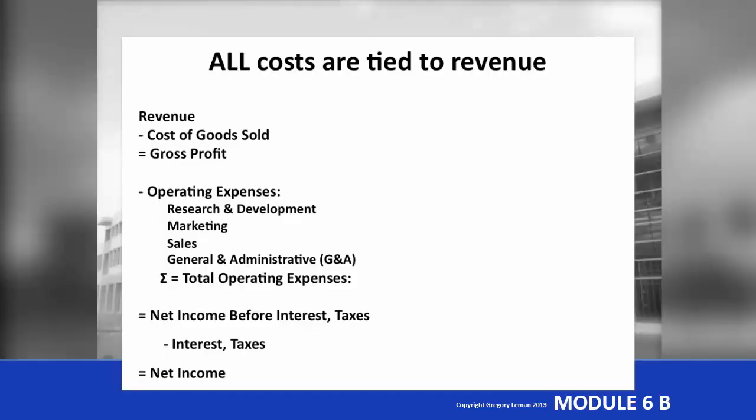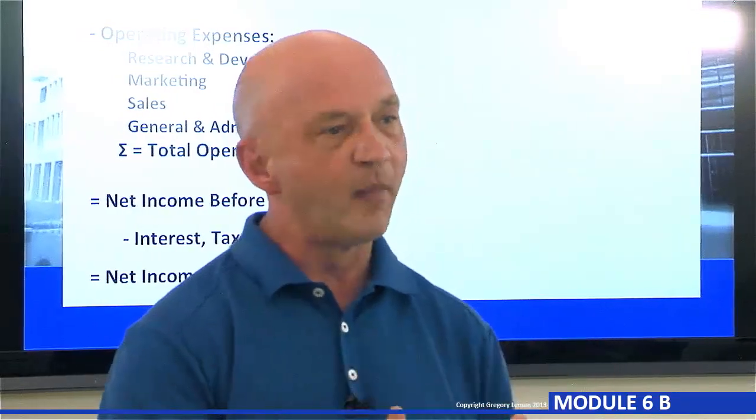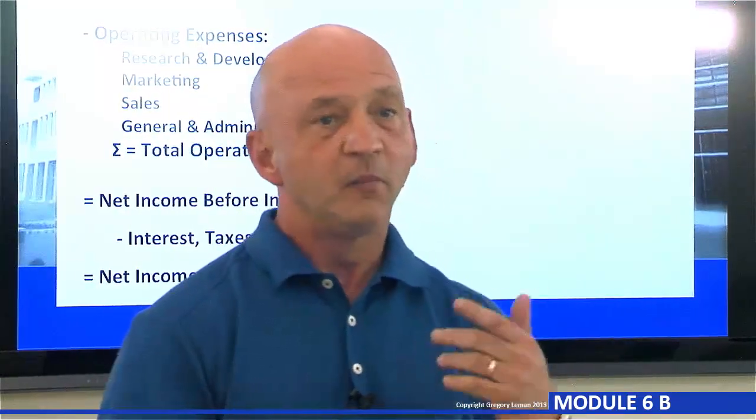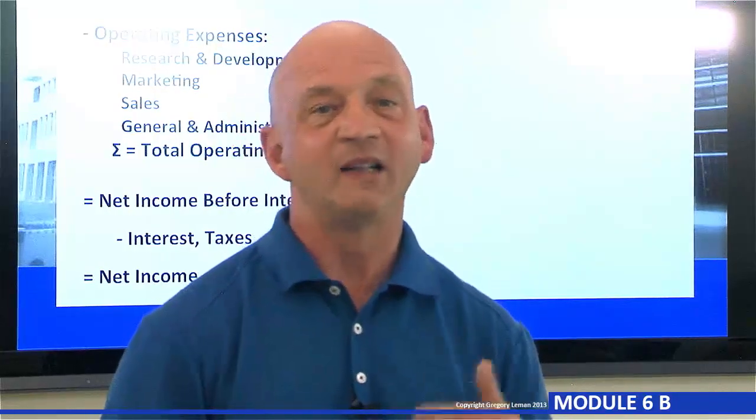Your cost of goods, pretty straightforward. When you sell something, you have to produce it. So those direct costs are going to be proportional and are going to land right there on your P&L to let you calculate your gross profit. But the other categories are also driven from revenue. For example, research and development is an investment in future revenue.